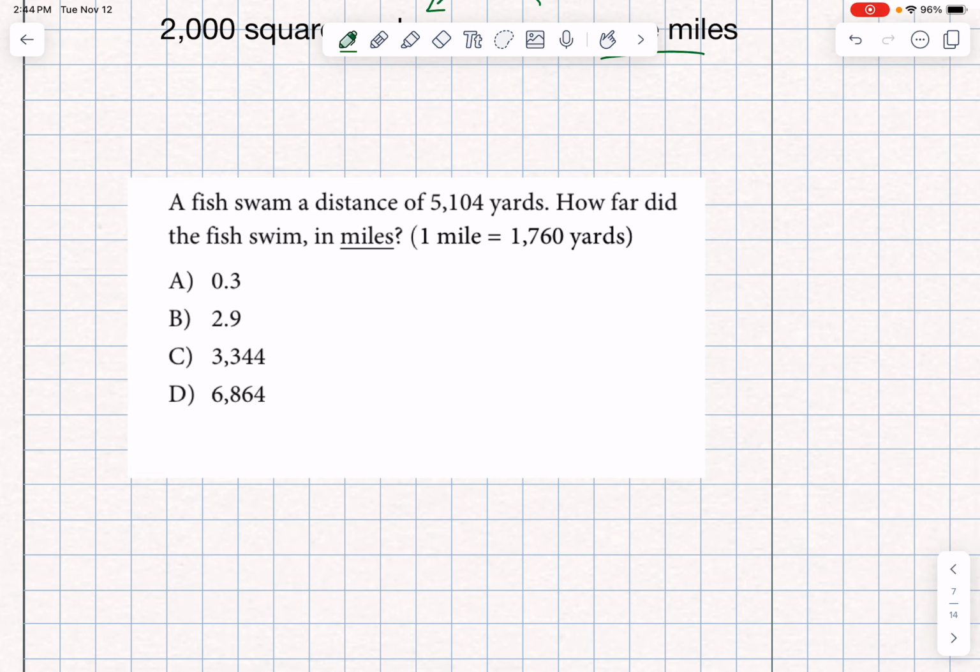A fish swam a distance of 5,104 yards. How far did the fish swim in miles? So they gave you a distance of 5,104 yards. They want to convert to miles. Small unit to the big unit, you have to divide. So 5,104 divided by the number of yards in 1 mile. You have 1,760 yards, so you have to divide by 1,760. Then you get 2.9 miles.